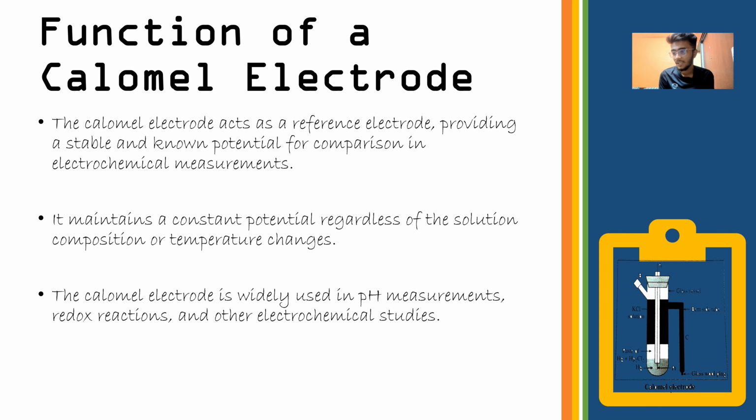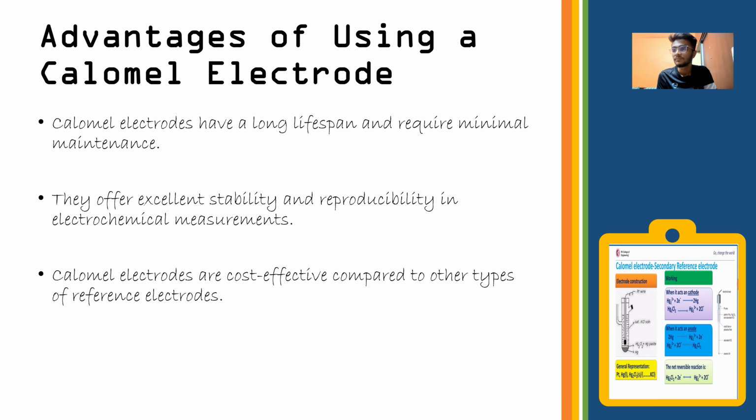The calomel electrode is widely used in pH measurements, redox reactions, and other electrochemical studies. So the calomel electrode is also used in pH measurement of chemicals, water, or any kind of substance, and during redox reactions also.